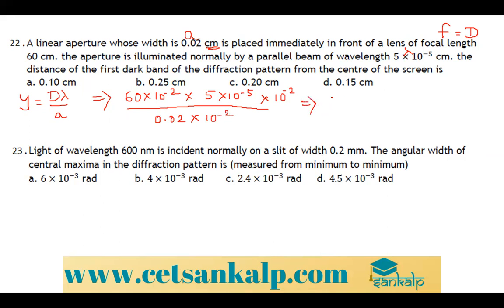So it is 300 into 10 to the power minus 9, right? Divided by 2 into 10 to the power minus 4. So 10 to the power minus 4 cancels, minus 5 remains.